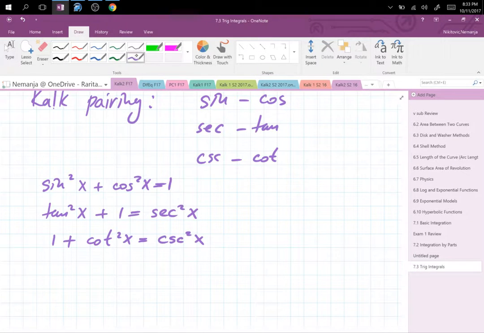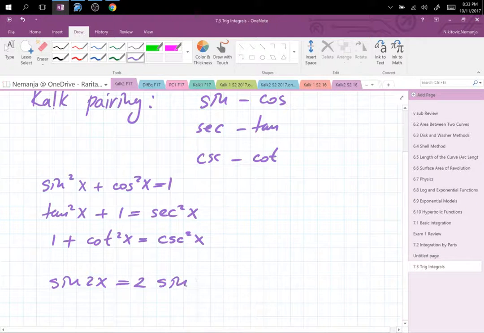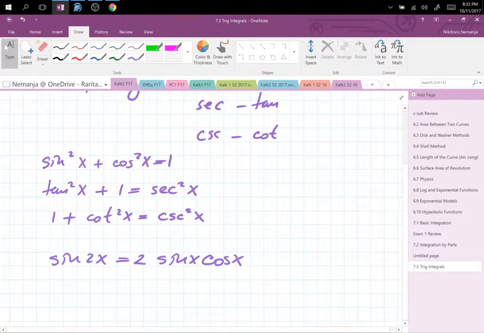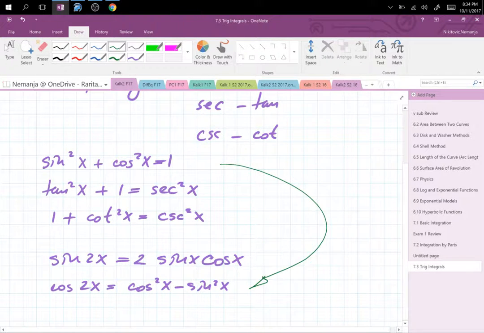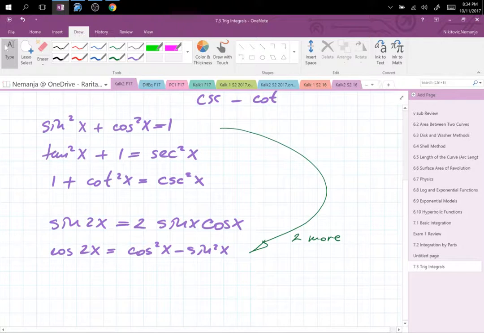What else are we going to use? Sine 2x is 2 sine x cosine x. No question about that, 100% there. Cosine 2x is equal to cosine squared x minus sine squared x. And I'm just going to point the arrow here, 2 more. Because you can replace cosine squared x with 1 minus sine squared x, and then the cosine 2x equation becomes 1 minus 2 sine squared x. So there are 2 forms that would help you with that.